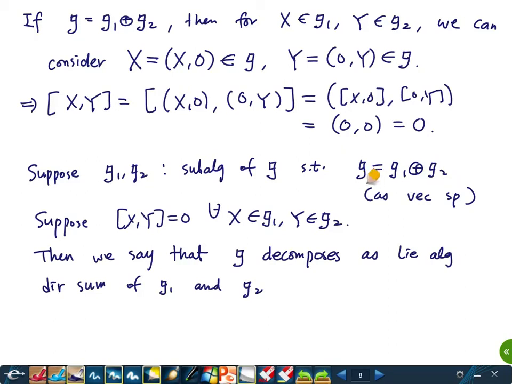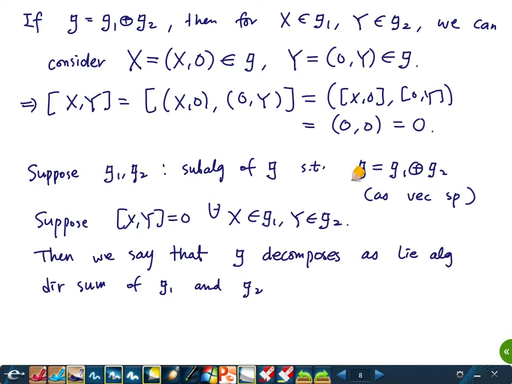So if G is G1 direct sum G2, these are subalgebras of G, and if this is true for all x and y, this is really isomorphic to the direct sum in this way. And in this case, we say that G decomposes into a direct sum. And one of the main problems in Lie algebra is to decompose a given Lie algebra into irreducible ones. So in that way, direct sum will be used.